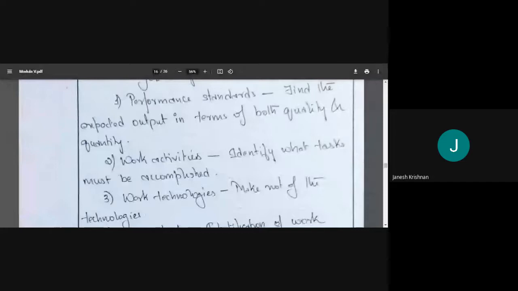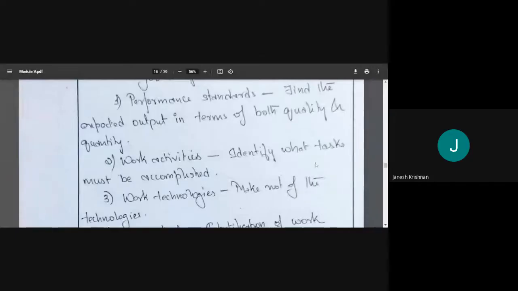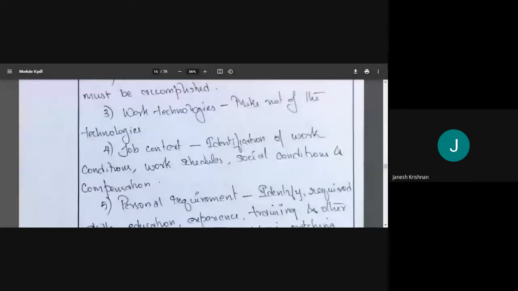Then, what are the activities that have to be considered? Whether it is more physical or more psychological activities, right? That has to be considered. Both the technologies used also have to be considered. Then the context of the job, right? Identification of where we work, what schedule we have to follow, and what the social conditions are around where we operate.